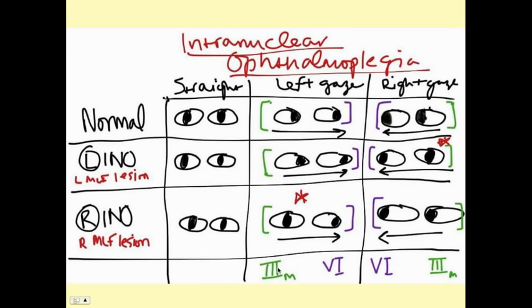Now, in patients who have some diseases, particularly multiple sclerosis, they can get damage to both MLFs at the same time. And so, looking straight, they would have this here normal, but then they would have both a left gaze and a right gaze problem. So they would have both left INO and right INO.